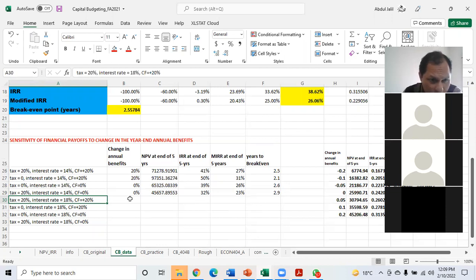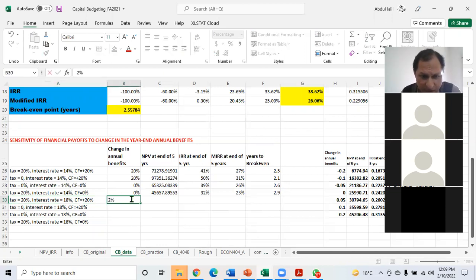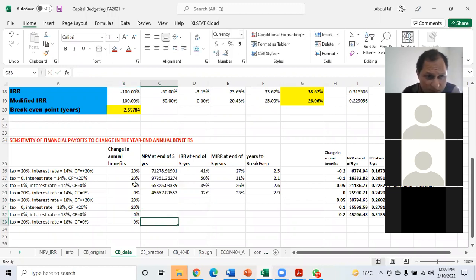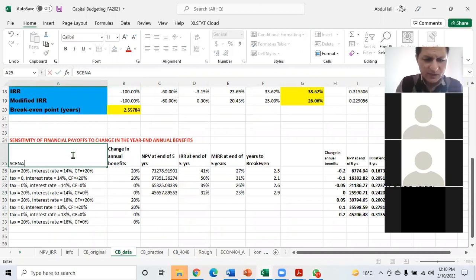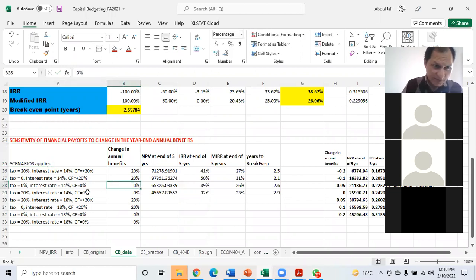So in this case, cash flow is 20%. In this case, cash flow is again exactly 20%. In this case, it is 0%, 0%. Right? So these are the situations. If you are not going to mention this column, there is no issue. You need not, because you have already identified the scenario. So you can mention these scenarios. These are the scenarios applied in different contexts.